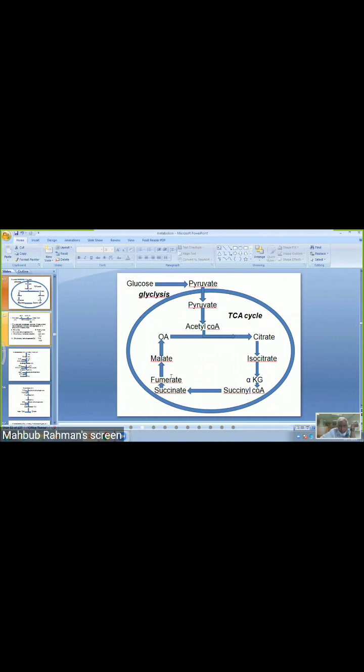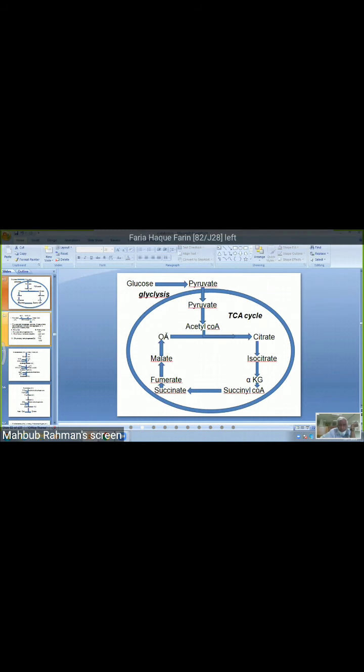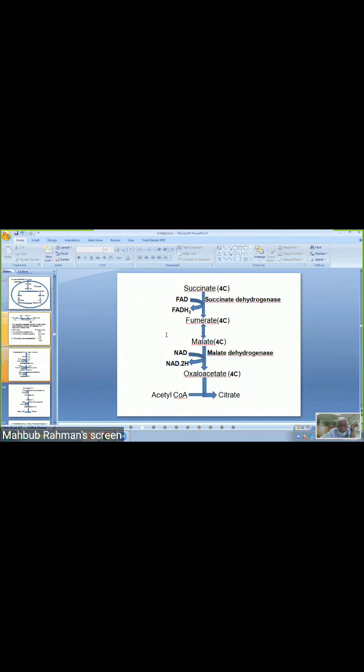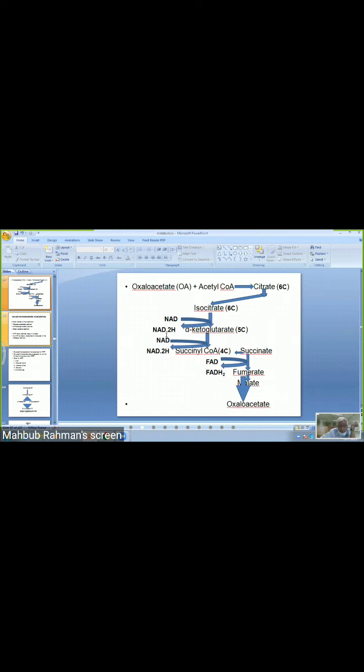This oxaloacetate, we mentioned, can also be formed from carboxylation of pyruvate. That is not shown here because it will be complex. So this is not for your view.